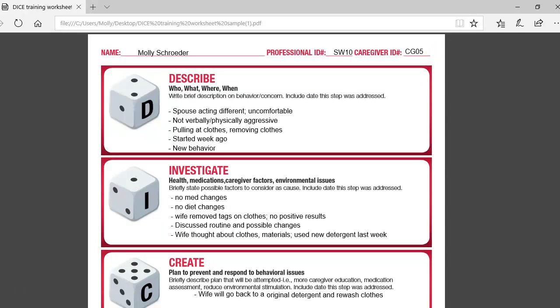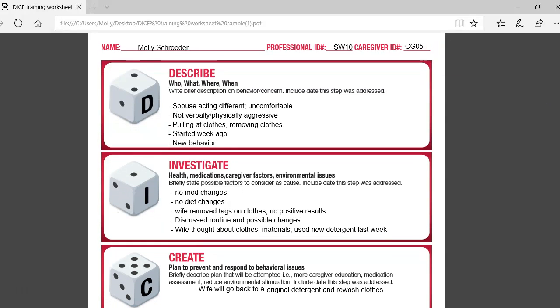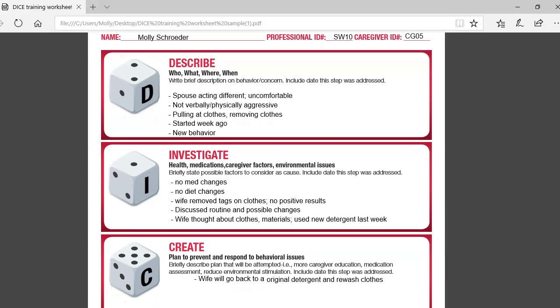Next, you will see down here, I filled in some brief information as an example based on a case I had worked with in the past. So in the description part, I put in, and this was based on the wife's information, that the spouse was acting different, uncomfortable. He was not verbally or physically aggressive. His behaviors were, he was pulling at his clothes, removing his clothes. It started about a week ago, and that this is a new behavior.